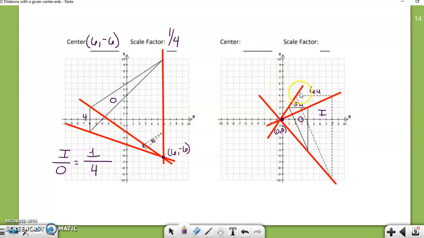Over here again, I've drawn lines through my corresponding points, or vertices, of my figures. I've seen where they intersect. That's my center of dilation. Again, this was an easy count of 6 units, and this was an easy count of 3 units. So I'm looking at my image, which is 6, over my original, which is 3. So my scale factor is 2, which means it should be an enlargement. And it is.